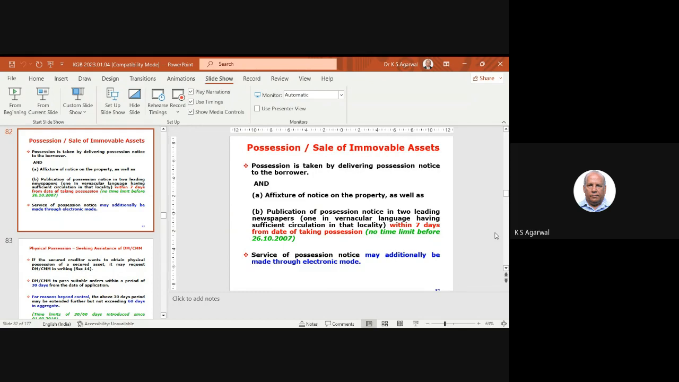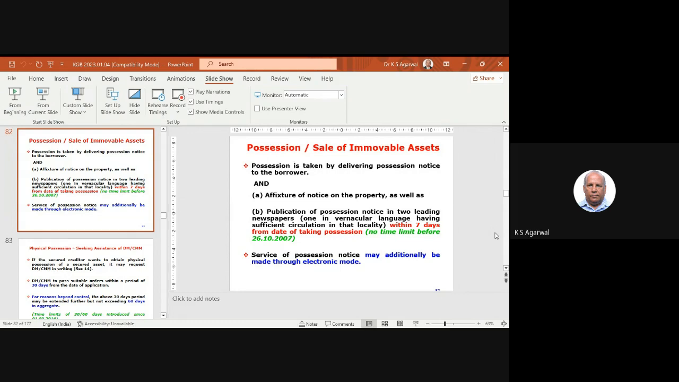then paste this notice on the property and publish this possession notice within 7 days from the date of taking possession. 3 things are to be done. I have to deliver the possession notice to the borrower. I have to paste this notice on the property. I have to publish it in 2 newspapers, one English, one vernacular. And within how many days? Within 7 days from date of taking possession.